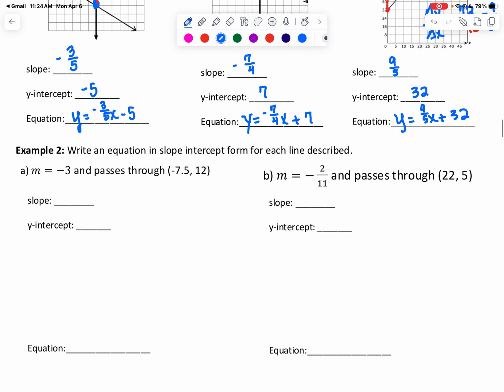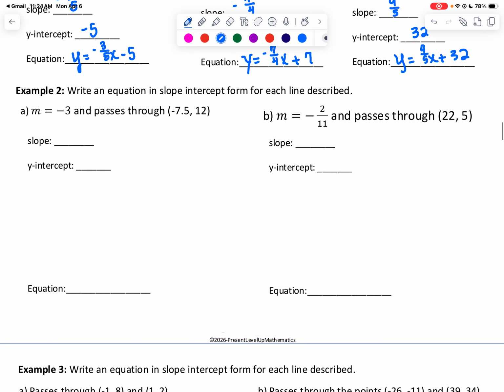Now, in example 2, it says write an equation in slope-intercept form for each line described. So in problem A, it says that our line has a slope of -3. So I'll write that down right there. And it passes through the point -7.5, comma 12. Now, I do not know what the y-intercept is because they did not give me the y-intercept. So if they do not give you the y-intercept, then you're going to have to use the formula y equals mx plus b to find it.